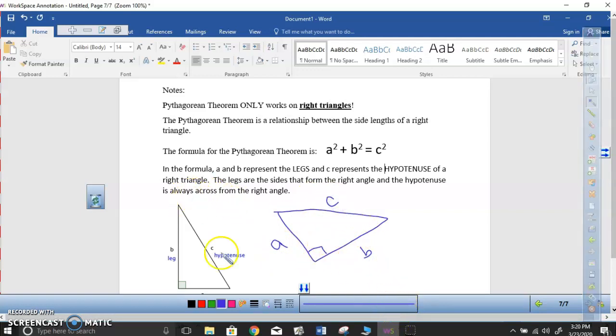A lot of people like to think it's the diagonal part, but I don't like that because if they turn it, if they change the angle and rotate it, then a and b are up here and c is the hypotenuse. Just pretend that's straight. So that hypotenuse is always across from the right angle. That's your safe bet there. And the legs are the sides that form the right angle.